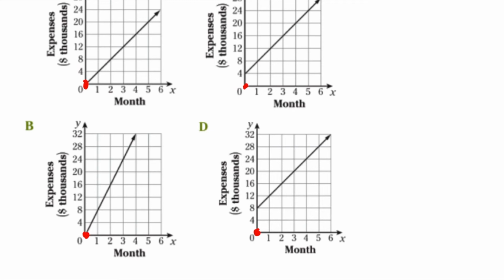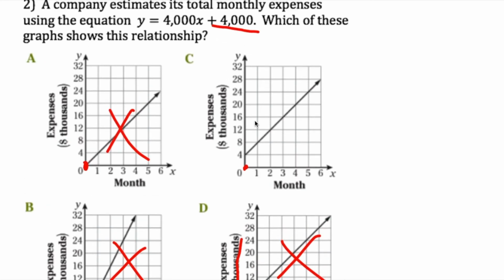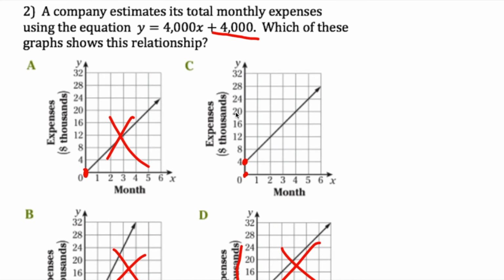This one starts at 0, so those two are out. We need one that starts at 4,000. This one's out, that starts at 0. And then this one right here starts at 8, which we're told right here is in thousands. So this one starts at 8,000, so that one is out. And this one right here starts at 4, but again, we're told this is in thousands, so that one starts at 4,000.